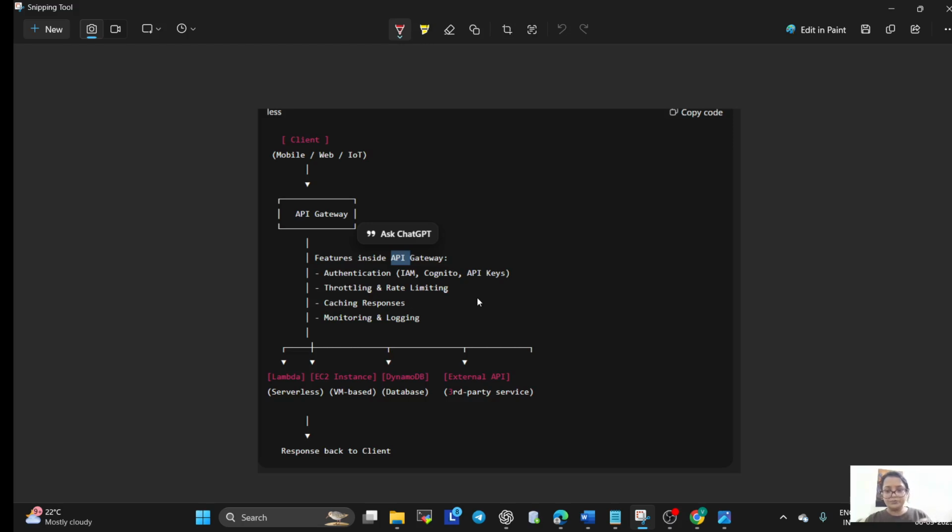Now, to wrap up, we can say AWS API Gateway is not just about connecting clients to backends. It's about managing the complete API lifecycle, from authentication, scaling, monitoring, caching to deployment. And if you are working with serverless applications, mobile backends, or microservices, API Gateway becomes your go-to service in AWS. So this is the detailed way I explained.